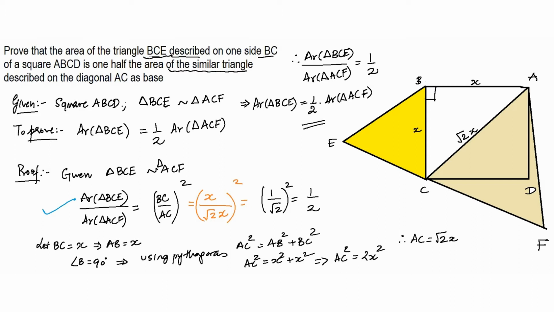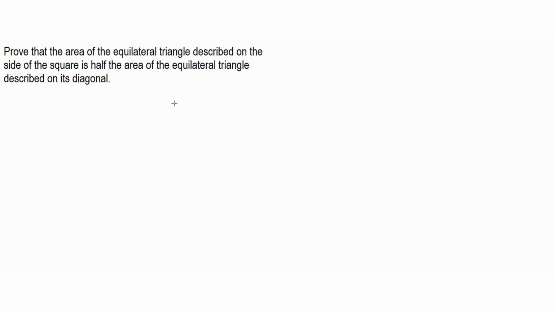Moving on to the next question. Prove that the area of the equilateral triangle described on the side of a square is half the area of the equilateral triangle described on its diagonal.